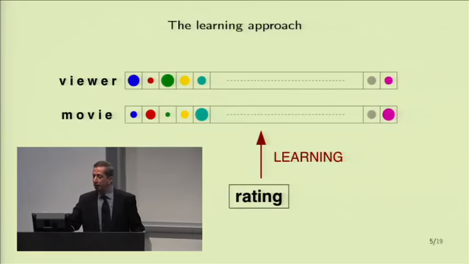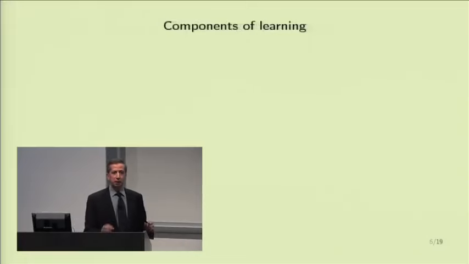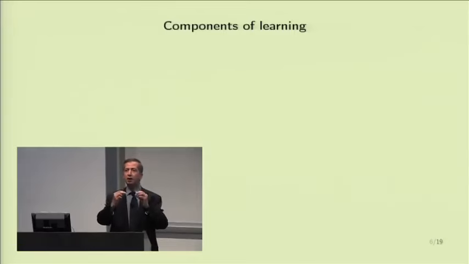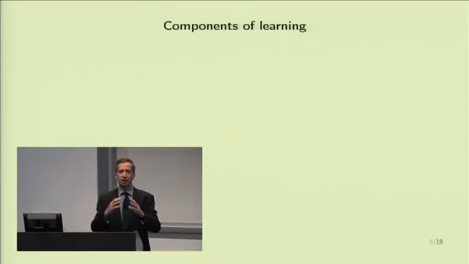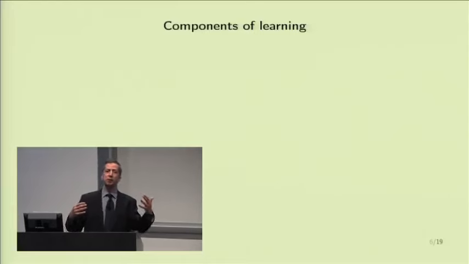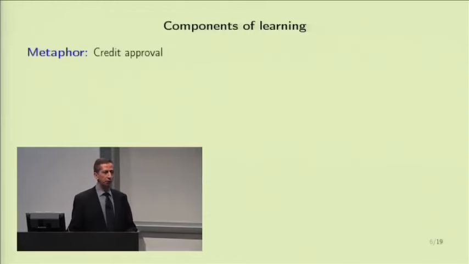Now, with this example in mind, let's actually go to the components of learning. So now I would like to abstract from the learning problems that I see, what are the mathematical components that make up the learning problem? And I'm going to use a metaphor now from another application domain, which is a financial application. So the metaphor we are going to use is credit approval.